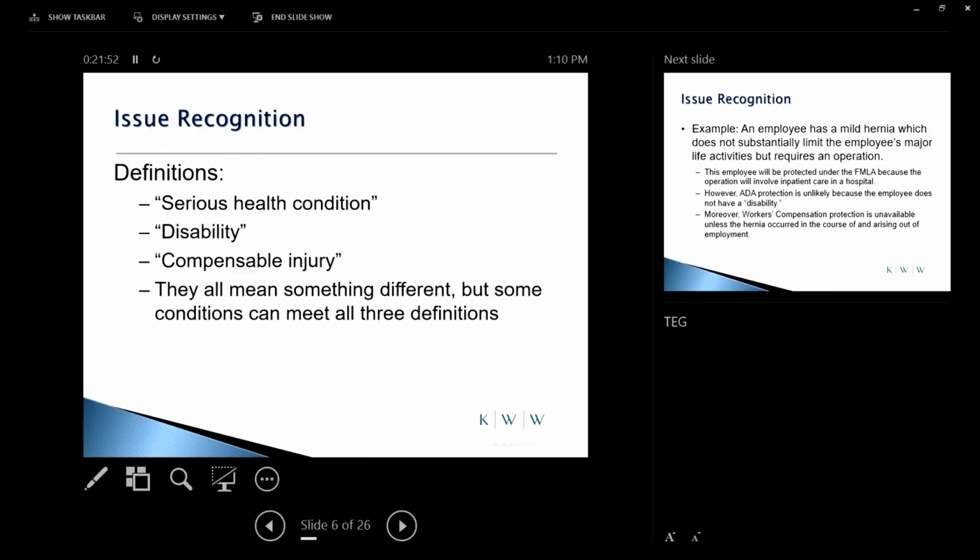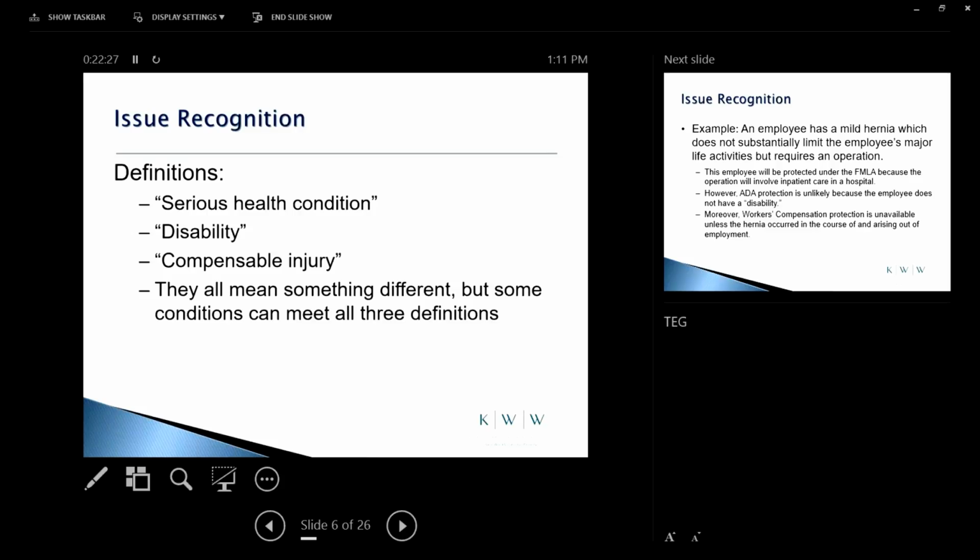So when it comes to issue recognition, next slide, we need to look at making sure your managers have some notion of what a serious health condition might be. There's a multi-pronged definition of that. They need to understand what a disability is and recognize that the bar is set pretty low nowadays after the ADA Amendments Act of a few years ago in terms of what is or is not a disability. They also need to understand what a compensable injury is under your state law in order to recognize those possible injuries and deal with them appropriately.